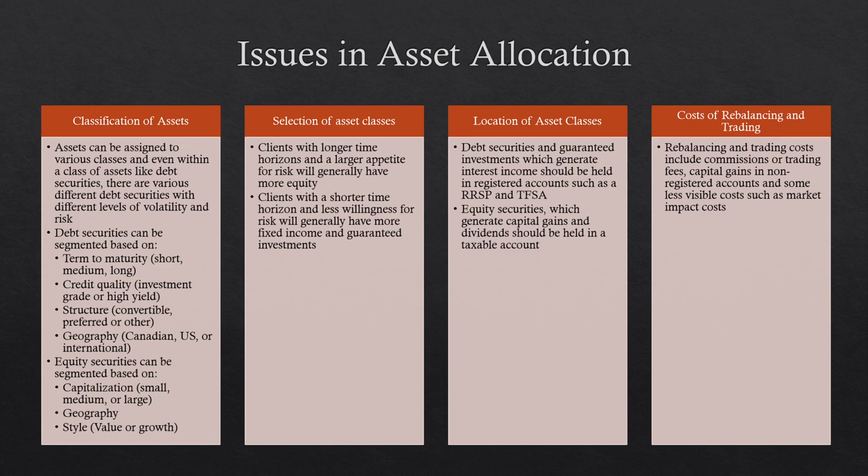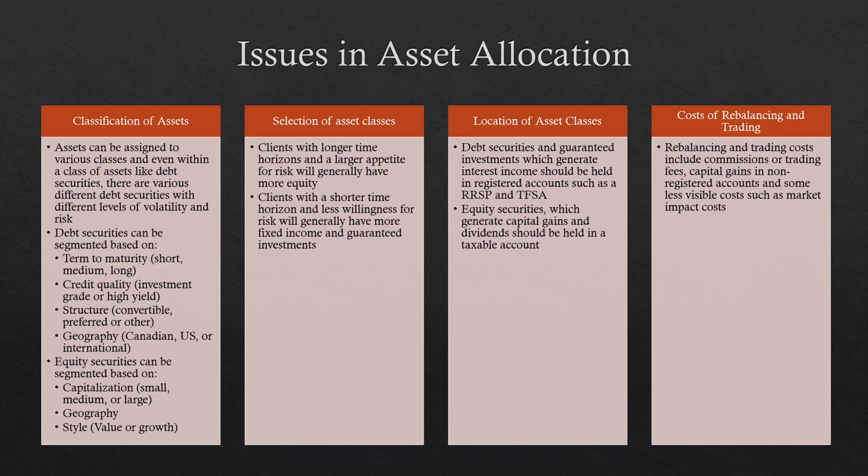The second issue is selection of asset classes. So clients with a longer time horizon and a larger appetite for risk will generally have more equity, whereas clients with a shorter time horizon and less willingness for risk will generally have more fixed income and guaranteed investments, which just don't grow as well over the long term.